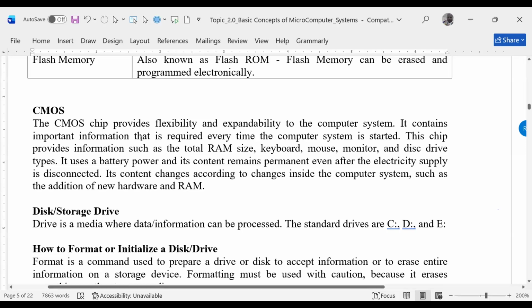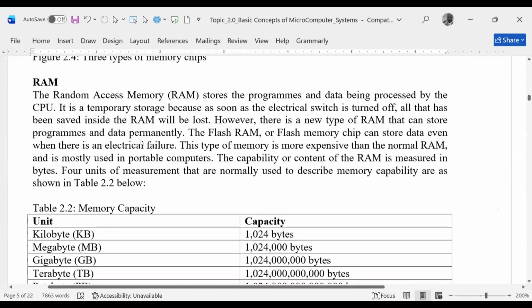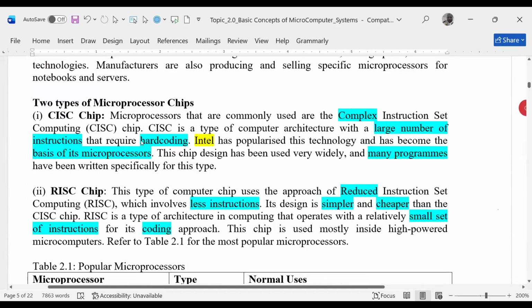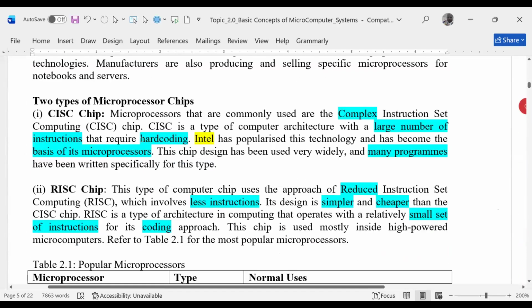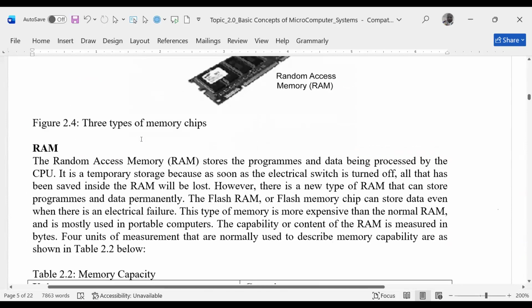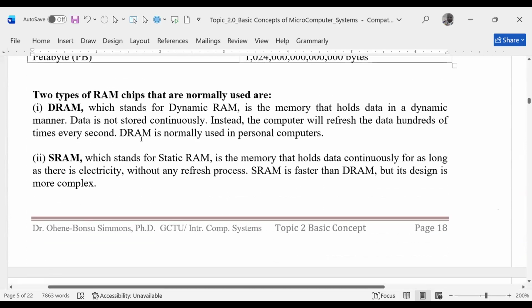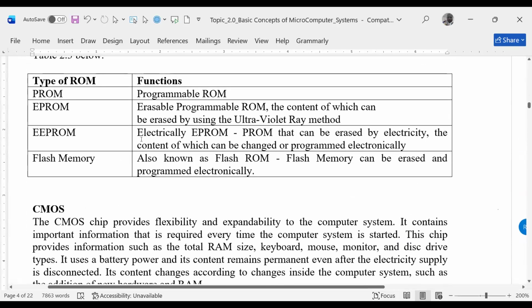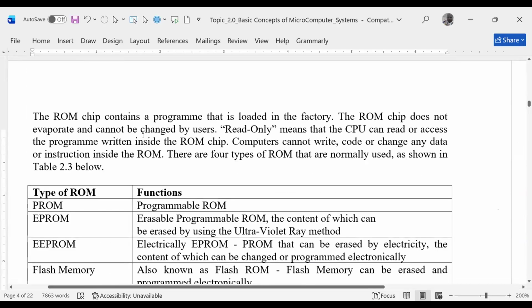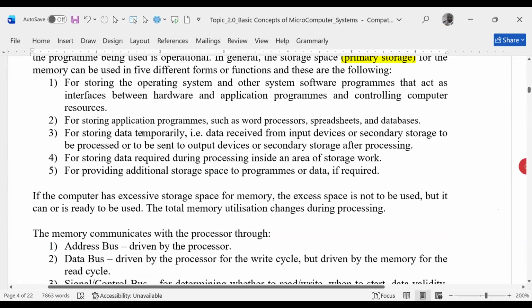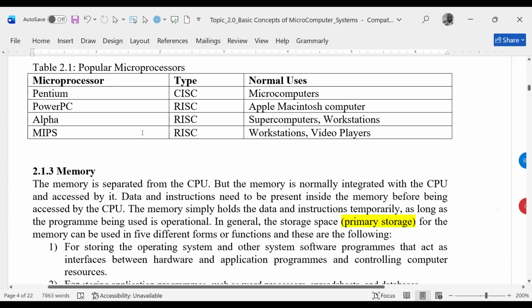Good. So concerning the memory: type of processor, microprocessor, memory, types of memory chips, and then the RAM is the popular one, and types of RAM chips, as well as CMOS and ROM. If there's any question, I'll give you less than 2 minutes. Where you don't understand, let me explain quickly as we make progress.